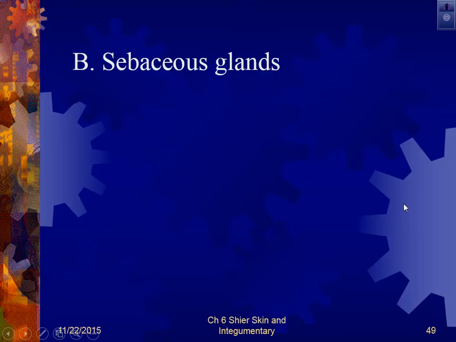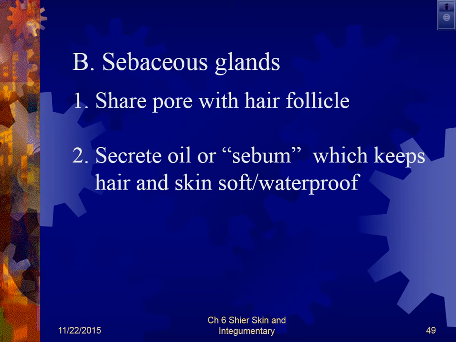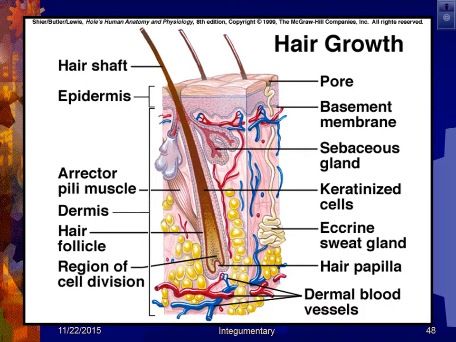Okay, that next one is the sebaceous glands. Those are going to share a pore with the hair follicle. If we look here, this sebaceous gland, we see that it's connected right there with the hair follicle, and whatever it's secreting is going to be going right onto the hair.